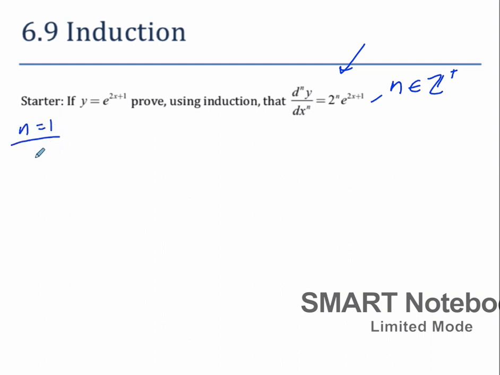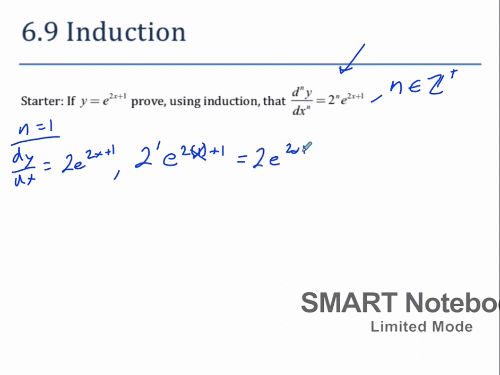So when we do n equals 1, we just get the first derivative. So dy/dx equals, the derivative of this is just e to the 2x plus 1 times the derivative of 2x plus 1, which is 2. And then the other side is going to be 2 to the power of 1 times e to the 2 times 1 plus 1. Sorry, that's an x, not an n, so this should be x, which equals obviously 2e to the 2x plus 1. Therefore it's true for n equals 1.